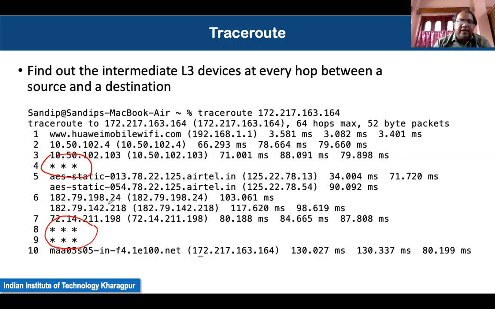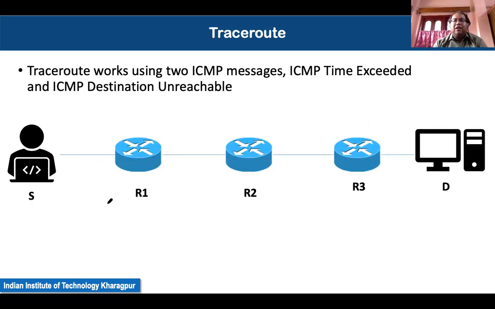For other hops, you can get the detailed information. Now, traceroute also works with the help of ICMP messages. Here I show you how traceroute actually works. Traceroute works using two ICMP messages: ICMP time exceeded and ICMP destination unreachable.